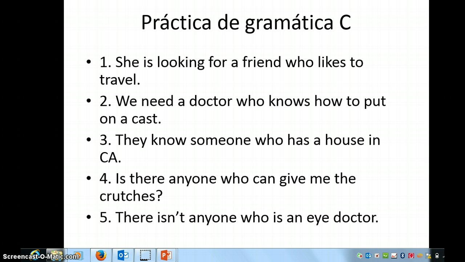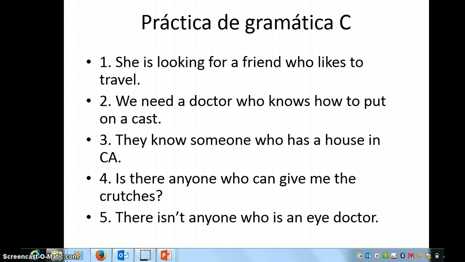things that are uncertain. So if we look at these 5 sentences, she is looking for a friend who likes to travel. Obviously, there's somebody out there who likes to travel, but at the time, that person is unknown, so that would be a subjunctive sentence. We need a doctor who knows how to put on a cast. Again, of course, there is a doctor who knows how to put on a cast, but we don't know at this point who that will be.